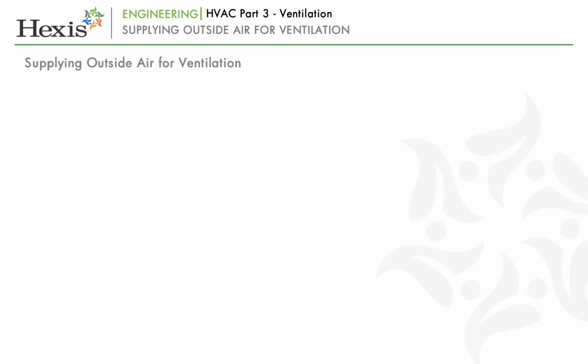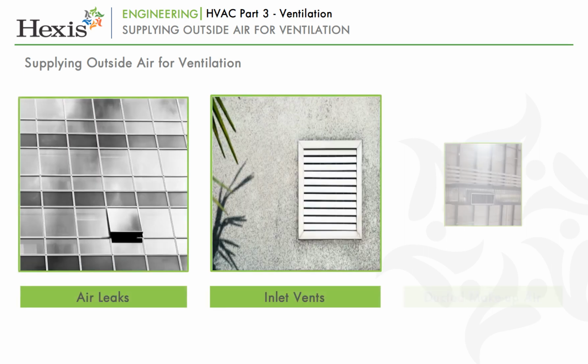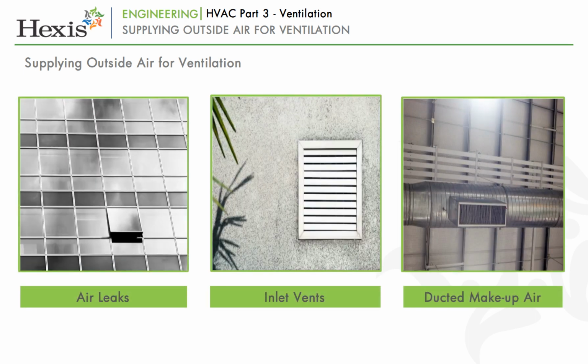In order for the ventilation systems to keep the indoor air clean and fresh with sufficient oxygen, it requires a constant supply of fresh outside air to replace the indoor contaminated air. Let us understand how this is taken care of. The air vented from the facility by exhaust fans must be replaced by outside air. This can be done from air leaks, from inlet vents, and via ducted makeup air. Let us know more about each one of them.